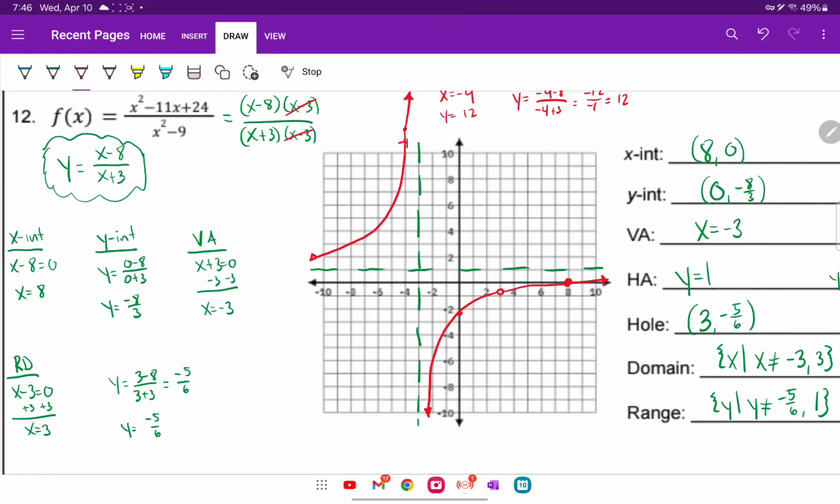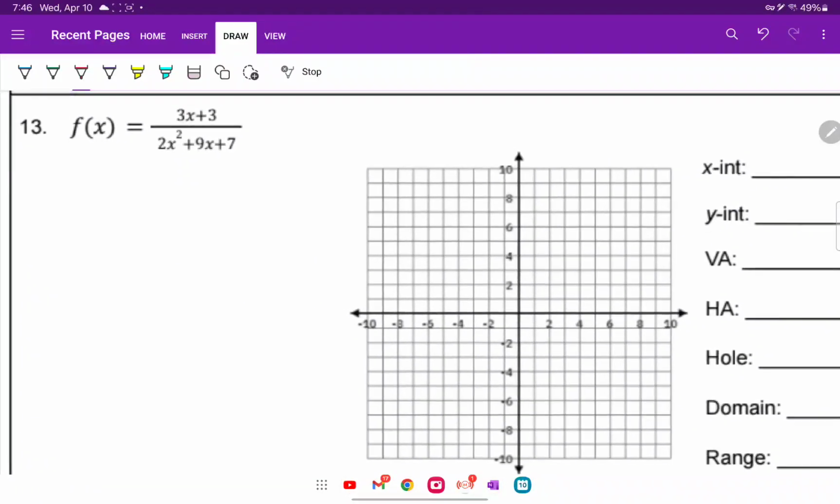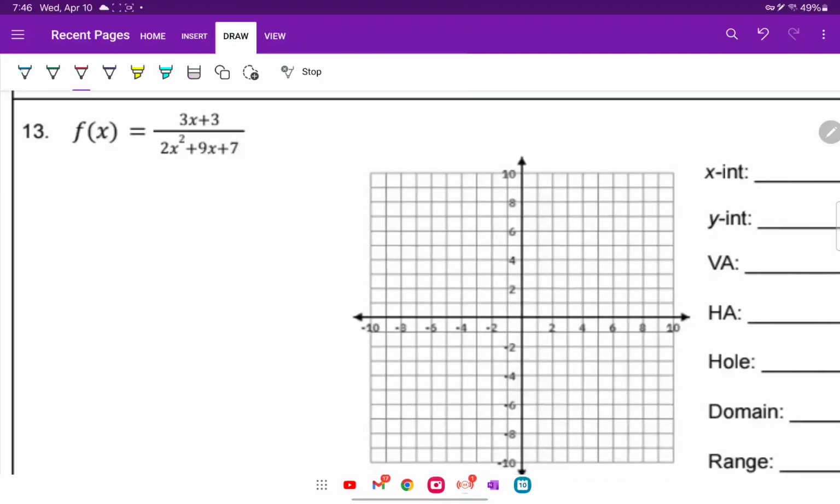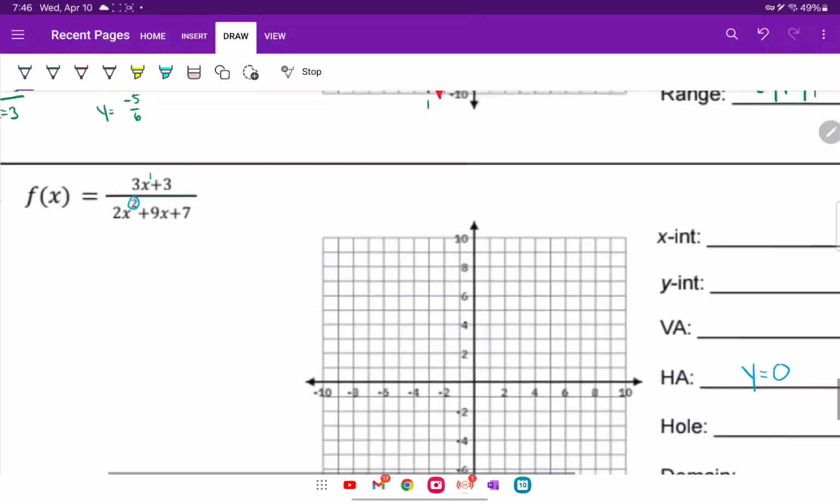All right, and now we just have one more to do. Let's take a look at number 13. For this one here, when I compare the degrees, we have a power of 1 on the top and a power of 2 on the bottom, which is bigger. So by default, y is equal to 0 for our horizontal asymptote. Remember, top is smaller, bottom is bigger, y equals 0. If they're the same, you divide them. All right, let's go ahead and simplify this now.